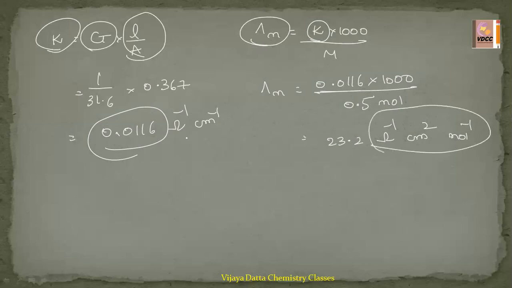Kappa is ohm inverse centimeter inverse, then it is centimeter cube per liter. Molarity is moles per liter. Liter gets cancelled. It is ohm inverse centimeter inverse, so one centimeter gets cancelled. So finally we get ohm inverse centimeter square per mole.